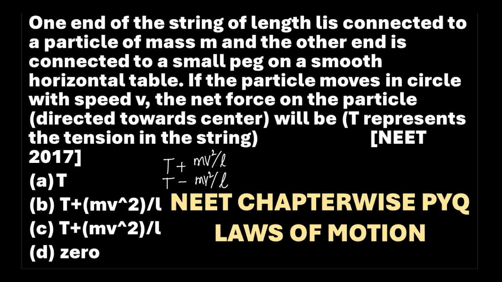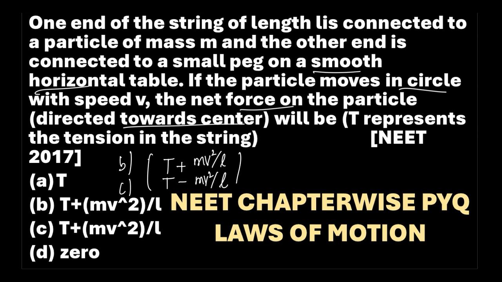...connected to a particle of mass m and the other end is connected to a small peg on a smooth horizontal table. If the particle moves in a circle with speed v, the net force on the particle will be. The options are T plus mv squared by L, T, and T minus mv squared by L. So: smooth horizontal table, net force along the center, circular motion.